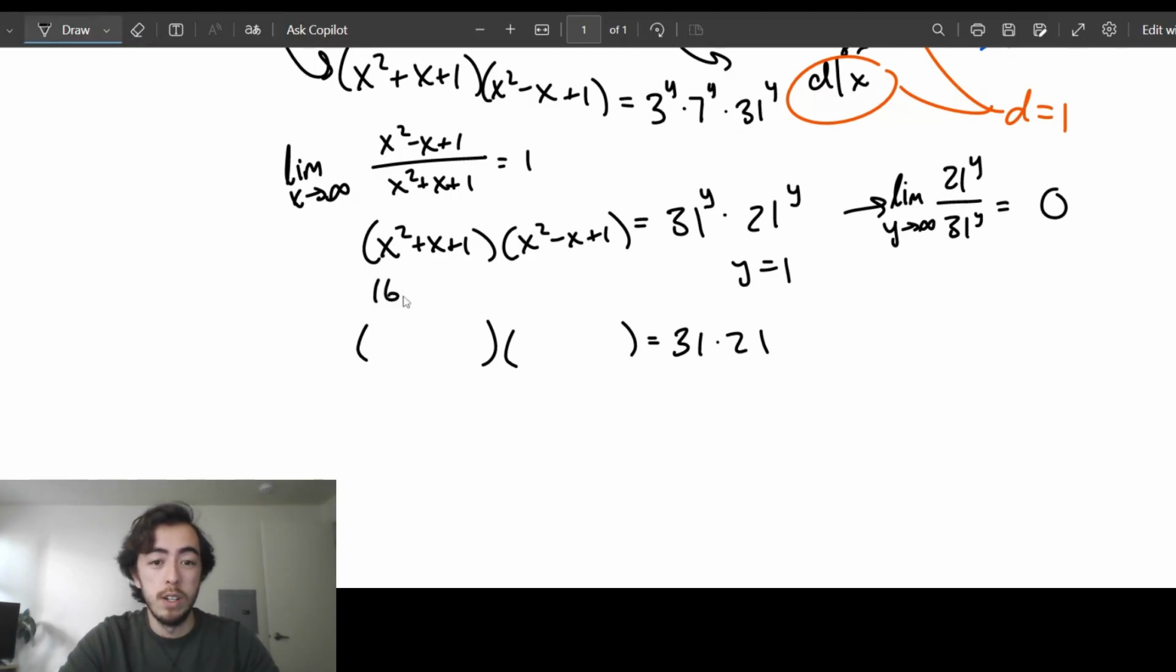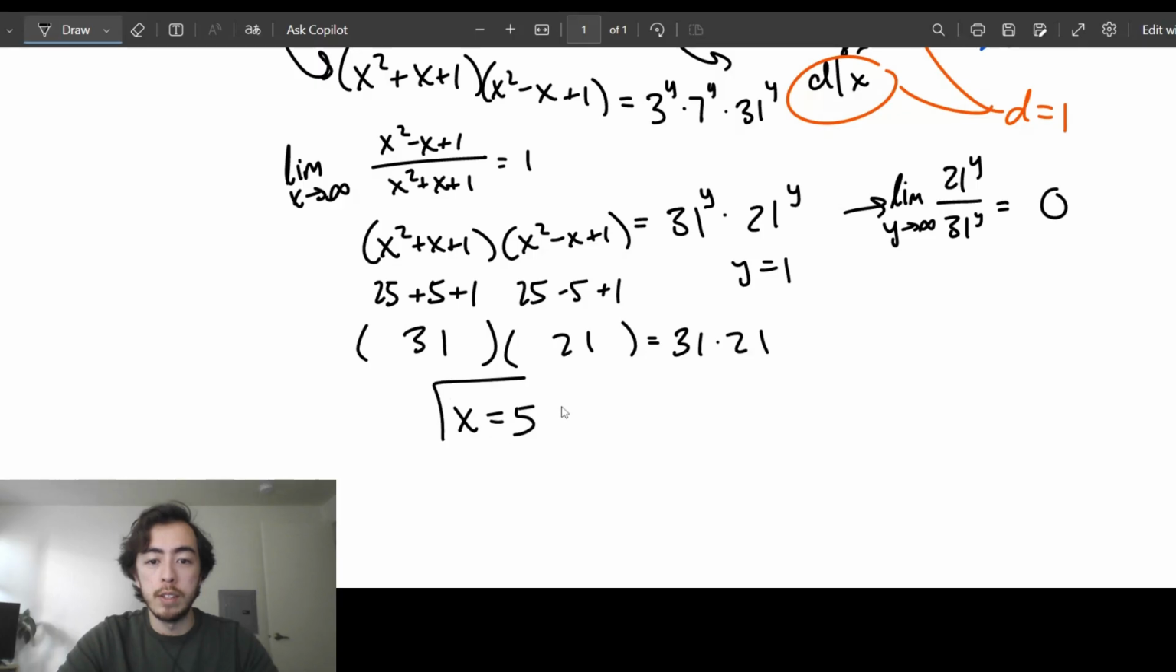Let's try 4. That's 16 plus 4 plus 1. And so this does give us 21. But then doing 16 minus 4 plus 1 only gives us 13. And that's not going to match. So we could try 5, and this should be the one that works. 25 plus 5 plus 1 is 31. And then 25 minus 5 plus the 1 is 21. And so this does match when x is equal to 5 and y is equal to 1.